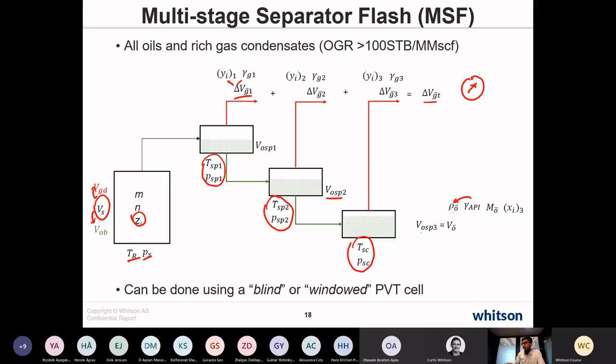In the past, this DLE experiment or separator test experiment used to be done with the blind cell, but now most PVT labs are just using a windowed PVT cell, and they can do all the experiments with it: CCE, CVD, DLE, and the multi-stage separator test.